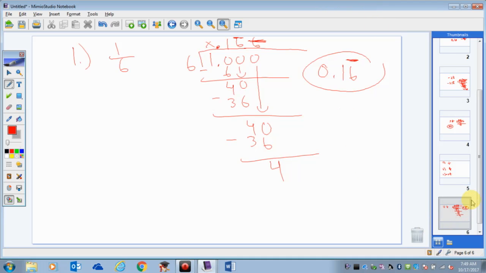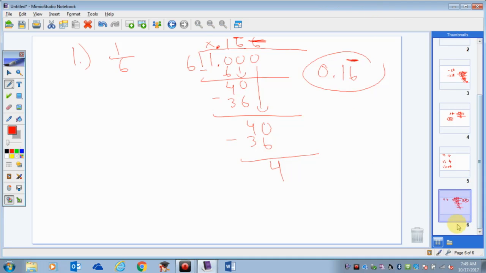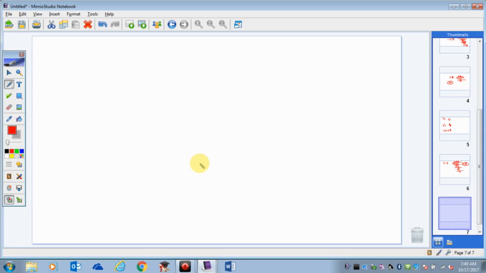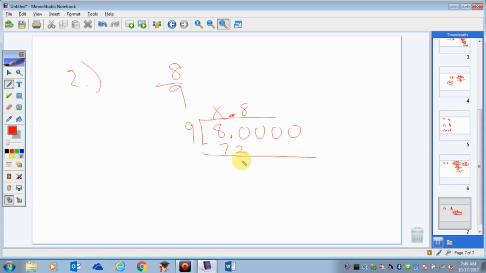Alright, going to move on to example number 2. Number 2 was 8/9. Again, it doesn't have a negative sign or anything like that to worry about, so we're just going to do 8 divided by 9. Add our decimal and our zeros. Bring our decimal up. 9 will not go into 8, so I'm going to put an X or a 0. 9 will go into 80 8 times. 9 times 8 is 72. Subtract 80 minus 72 and we get 8.